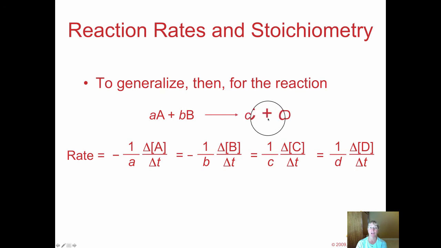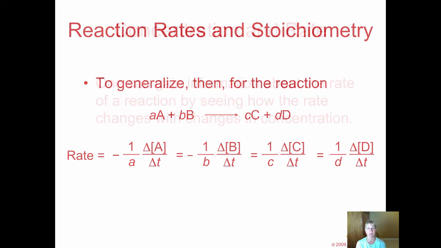The positive values for the change in concentration of C and D products is found by taking 1 over C times a change in C, or 1 over D times a change in D over time. Remember, brackets around these capital letters represent molar concentration of. So you can express a reaction rate either in a negative sense or a positive sense.